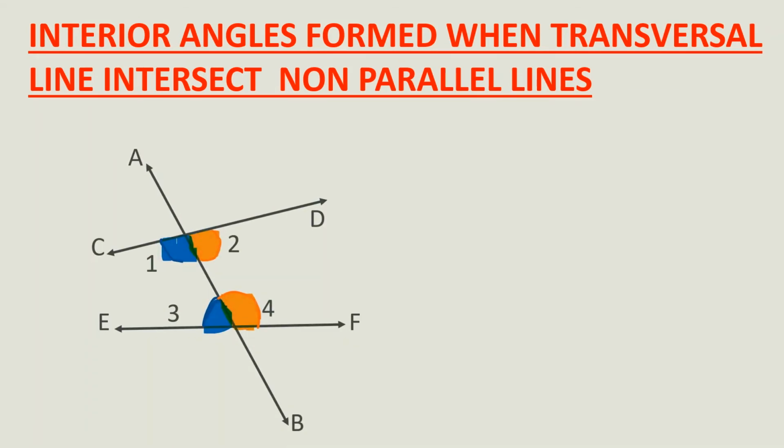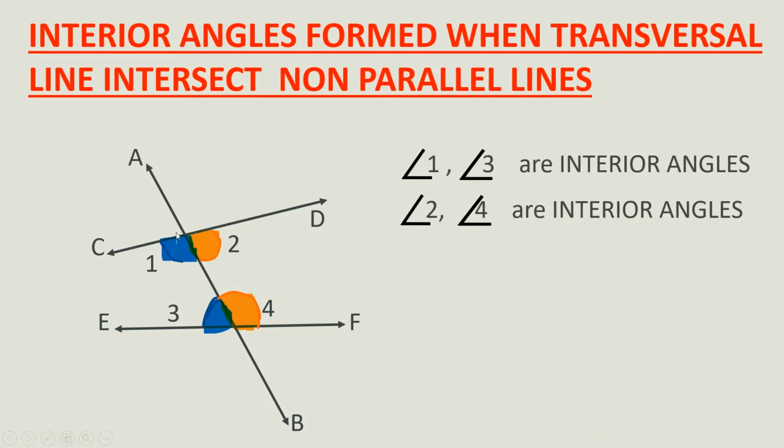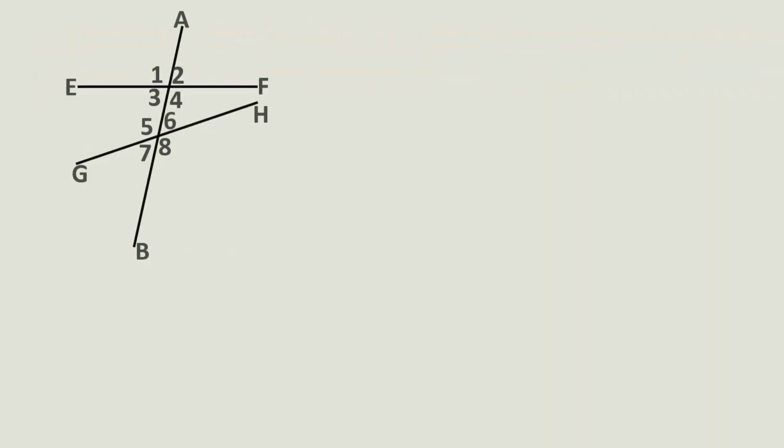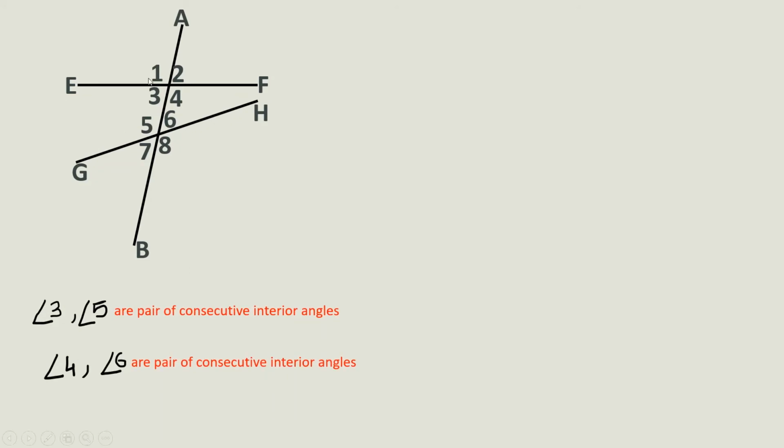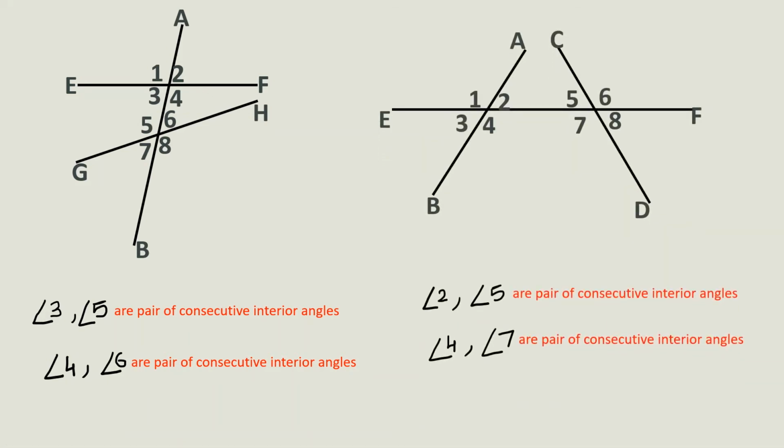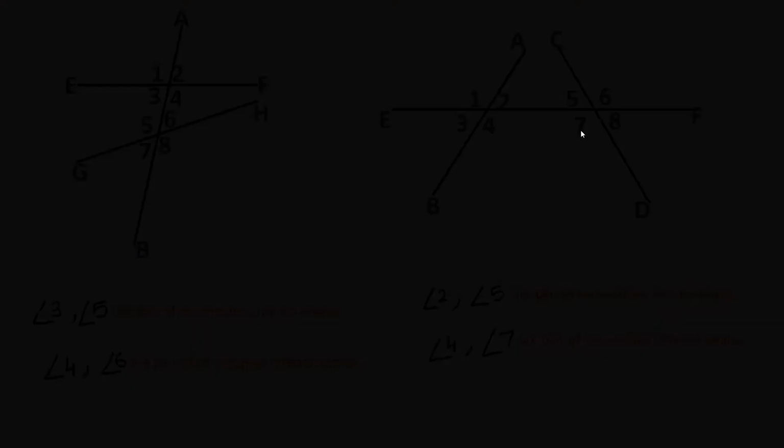Now, let's see interior angles formed when transversal lines intersect non-parallel lines. Angle 1 and angle 3 are consecutive interior angles, and angle 2 and angle 4 are consecutive interior angles. Let's see the properties. Angle 3 and angle 5 are consecutive interior angles, and 4 and 6 are also consecutive interior angles. Here, 2 and 5 are consecutive interior angles, and 4 and 7 are consecutive interior angles.